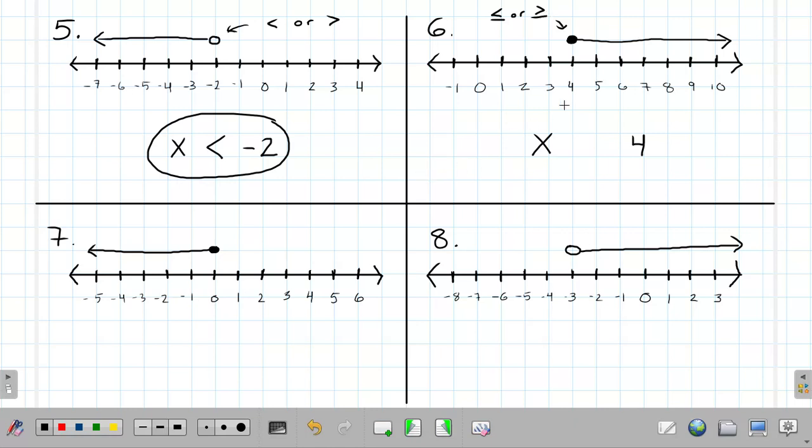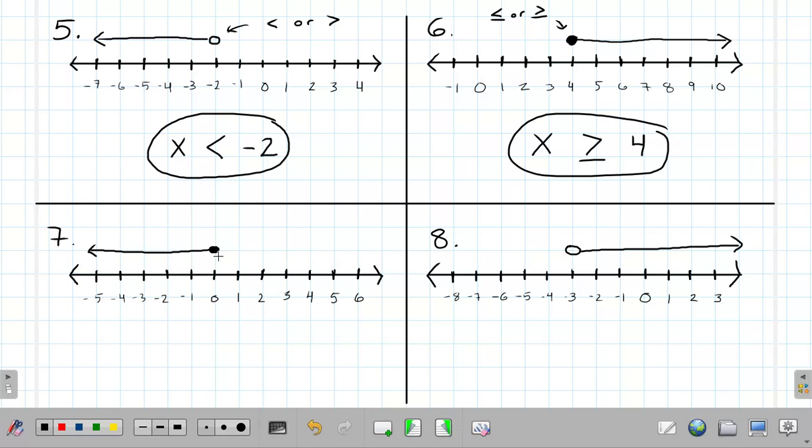Well, we need to look. What numbers are the arrows pointing to? Well, the arrow's pointing to the right, meaning numbers that are bigger than 4. So we want numbers that are greater than or equal to 4. And we can't forget that or equal to, because once again, that's what's signified by this closed circle. Okay, so x is greater than or equal to 4.